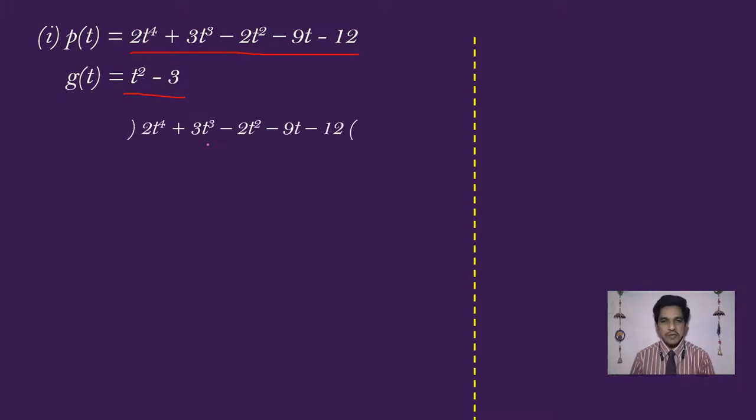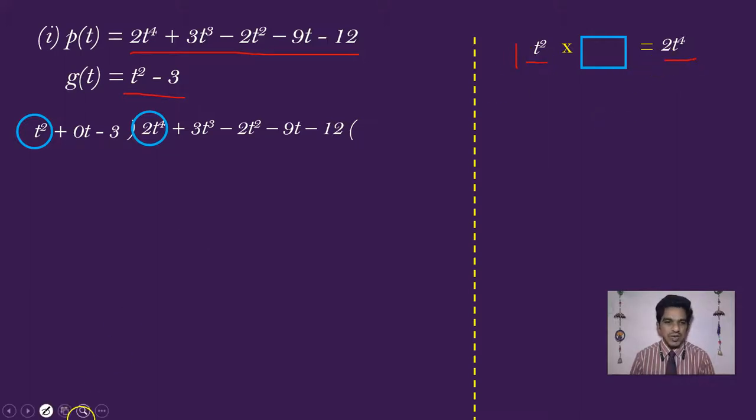So let us write the dividend first. Then the divisor is this, t² plus 0t minus 3. Now we have to compare the first term of the dividend and the first term of the divisor. We have to see what value we must multiply t² by to get 2t⁴. The coefficient of t² is 1 and we need 2. So 1 multiplied by 2 gives 2, and t² has to become t⁴, so you have to multiply with t². So ultimately the value we must multiply by is 2t². So you have to multiply t² with 2t².